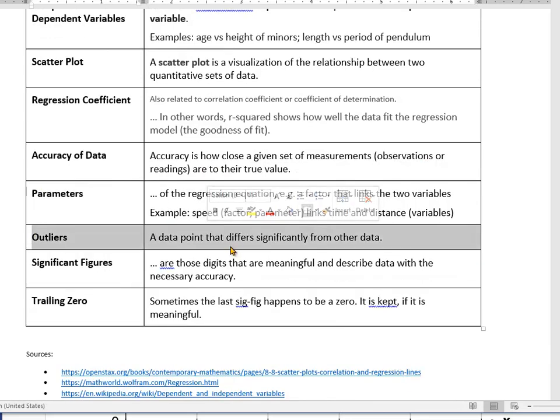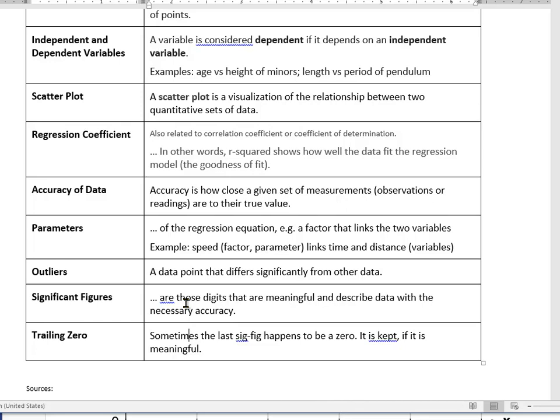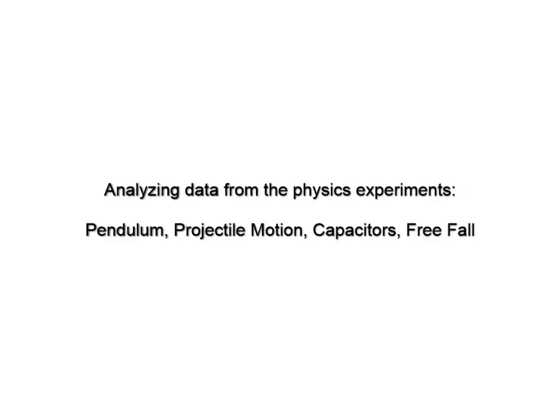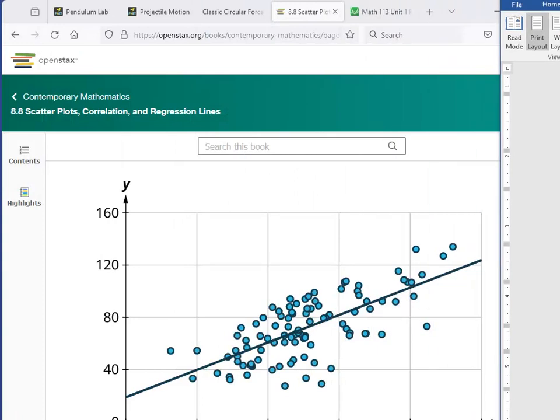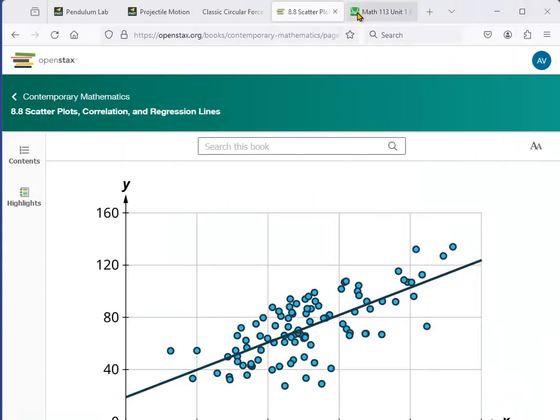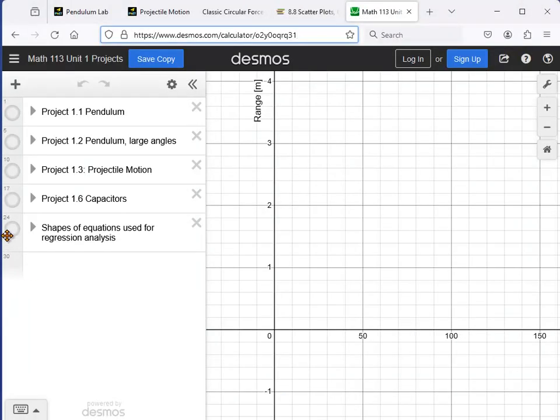Outliers are data points that differ significantly from other data, and we might have had a couple of those. And then I will also explain significant figures and trailing zeros. All of this just goes better with actually looking at the data that we analyzed. All right, so let's look at that. I'm going to open this Desmos here.